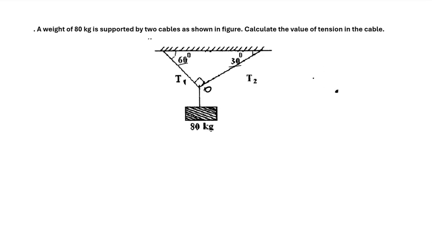So firstly, we need to draw the FBD of the problem. We have a T2 here, we have T1 here, and the angle between T1 and T2 is 90. And this angle becomes 30, and this is 60. So we have an 80 kg load acting downwards. So this is 80.